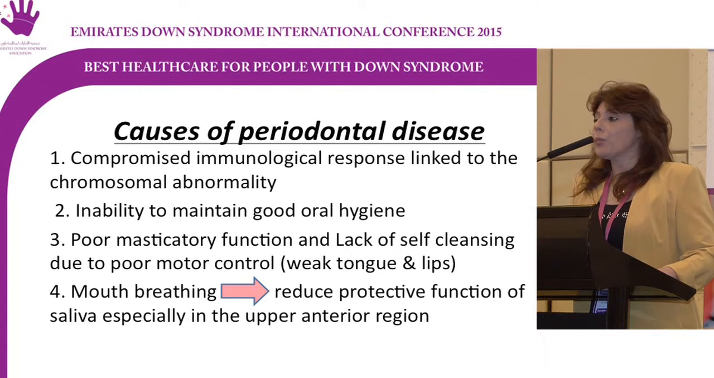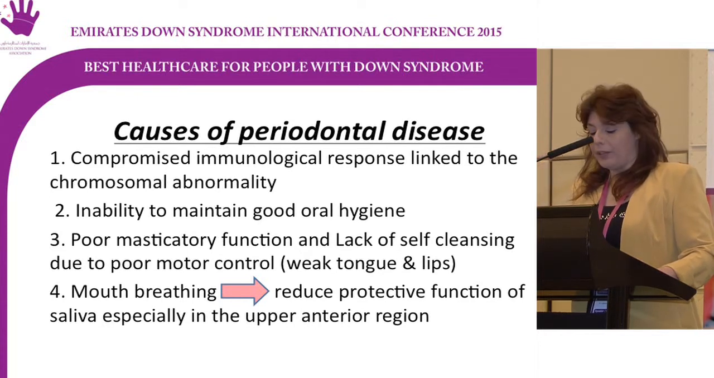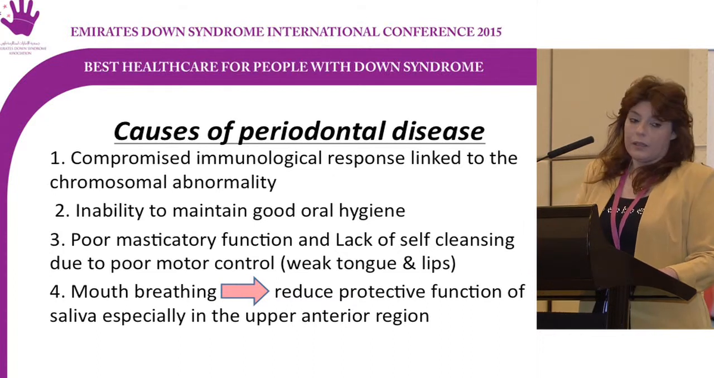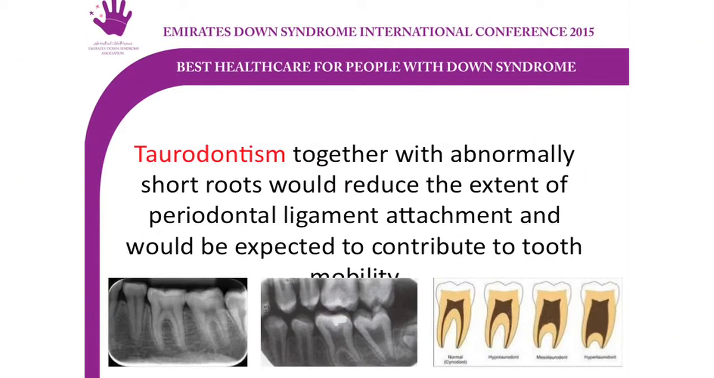So when you have mouth breathing, what happens? The child is opening his mouth all day. There is dryness of the saliva. And saliva is a very important protective film. So the dryness will occur mainly in the upper anterior region, and the gum will become inflamed immediately. These are the reasons why the periodontal disease occurs in Down syndrome.